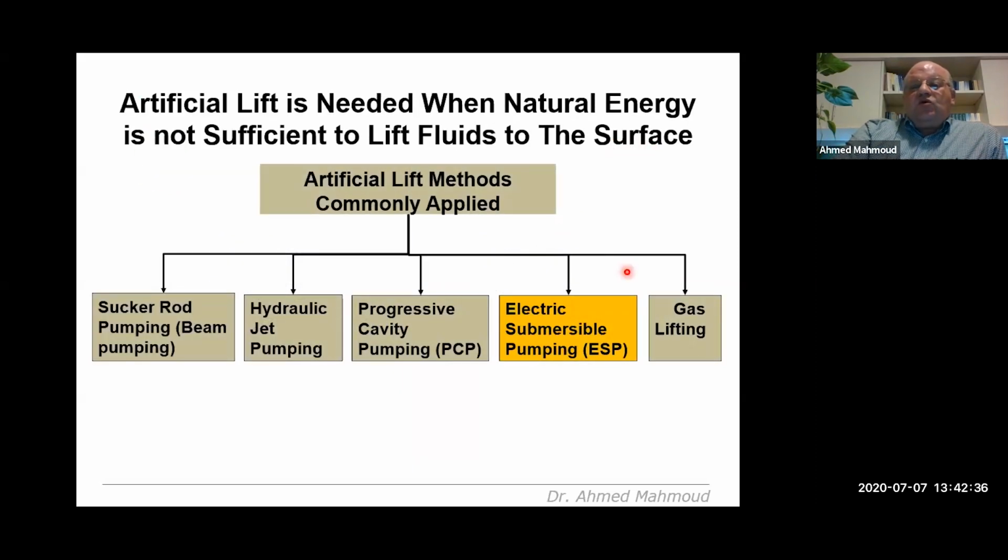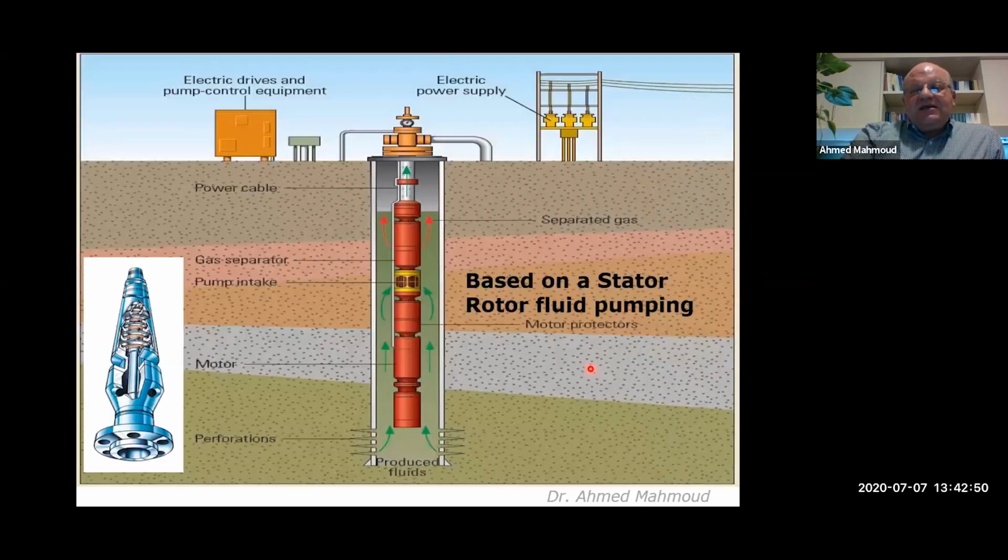Okay, so let's go to the ESP as an artificial lift system. It stands for the electric submersible pump, which in industry language is called the ESP. Now, the ESP is typically the most expensive system. The price range is very wide, and even though it's a bit expensive, it's still very popular. A lot of operators like it.